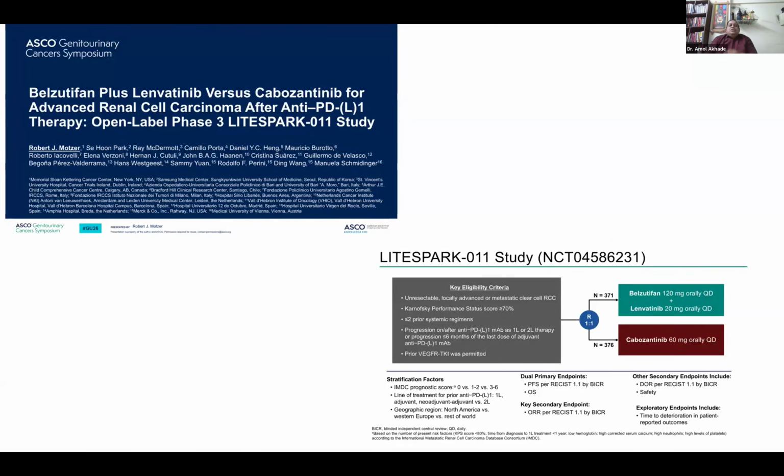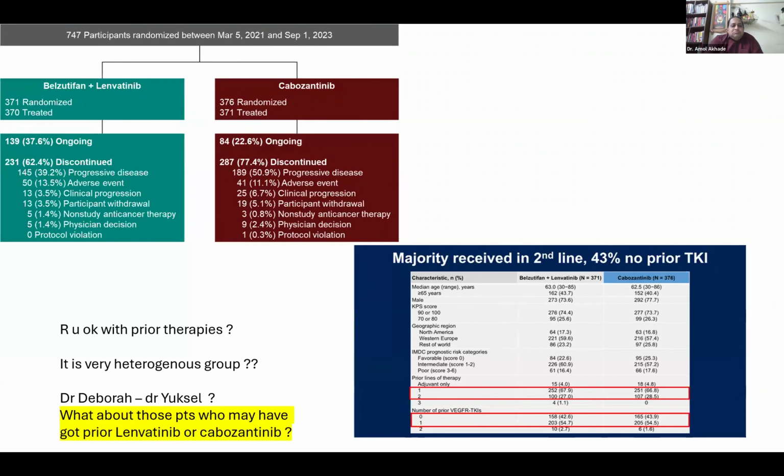Now, of course, we have two important trials, the LightSpark 011 and 022. LightSpark 011 is the second-line trial, belzutifan plus lenva versus cabozantinib for advanced renal cell carcinoma after anti-PD-L1 therapy, an open-label phase 3 trial. Now, let me start with Dr. Deborah, if you are here.